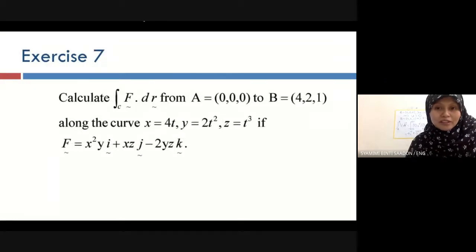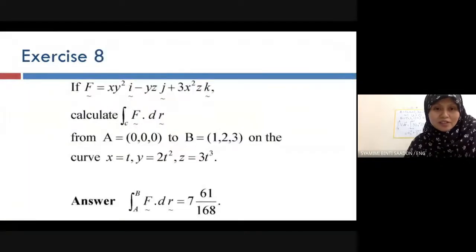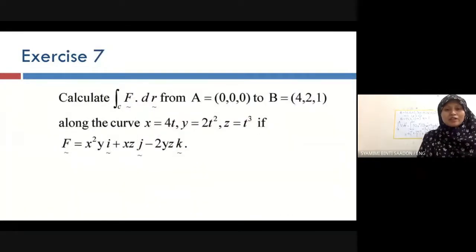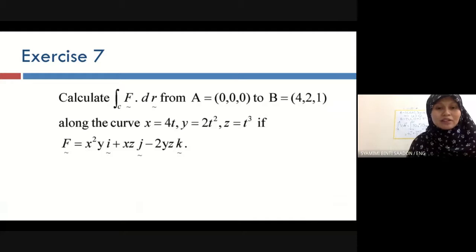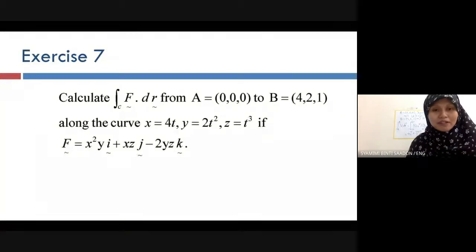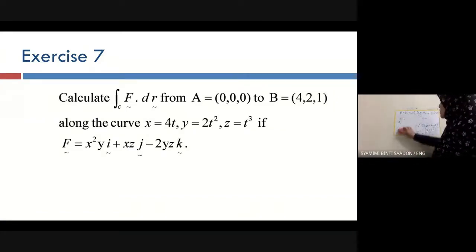So can we do this one? Think first. Okay, we try to do this one. Calculate the integral of vector f dot product with dr from A to B along the curve x, y, and z. The difference here is that f is a vector, just now v is a scalar. So the method is kind of the same, but we try to do at least one example.